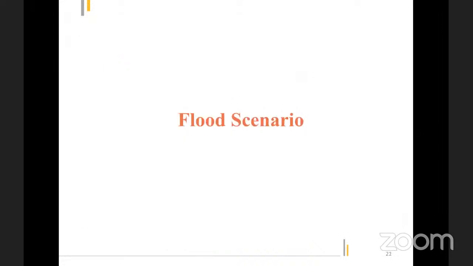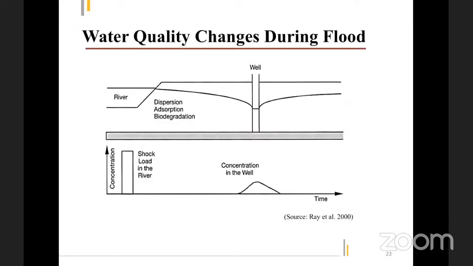Another situation I have addressed is flooding condition. For this scenario, I have considered an infiltration gallery installed at the riverbank instead of the pumping well, which I already discussed. It has been observed from the field studies and experimental methods that the water quality changes dramatically during the flood condition. Despite several controlling measures of RBF, shock load in the river often triggers the increase in the concentration of the pathogen at the abstraction point.